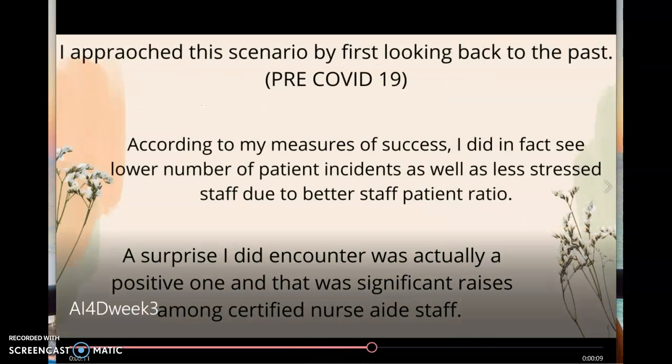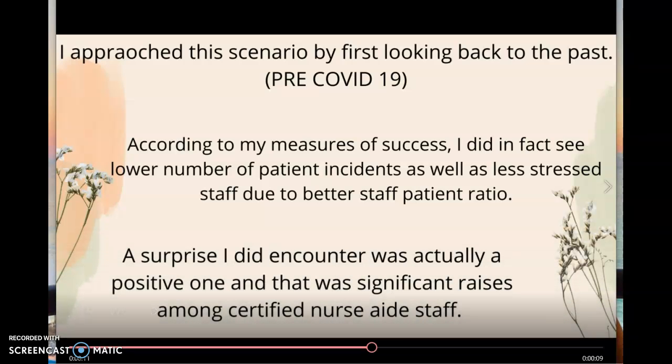I approached this scenario by first looking back to the past. So, definitely pre COVID-19. COVID-19 just in itself brought on an insane amount of burnout, because it was overwhelming, and quickly, too, at that. According to my measures of success, I did in fact see a lower number of patient incidents as well as less stressed staff due to better staff to patient ratio.